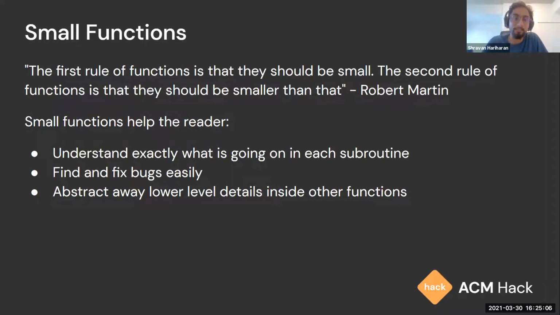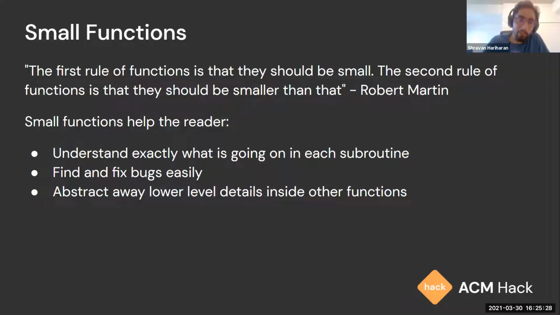Okay, let's start with small functions. This is a quote that I love from Robert Martin that he quotes in the book. "The first rule of functions is that they should be small. The second rule of functions is that they should be smaller than that," right? So functions should be ridiculously small. How small just depends on the use case, right? But they should be as small as possible.